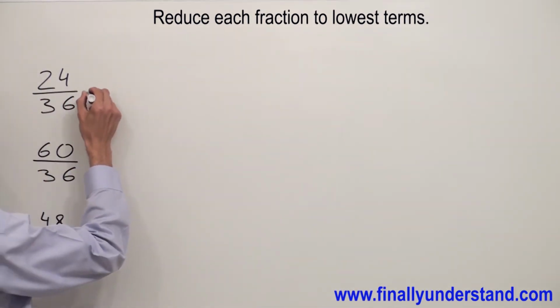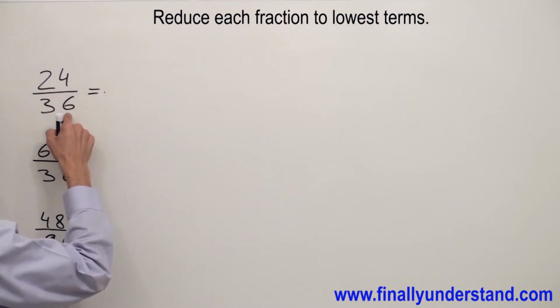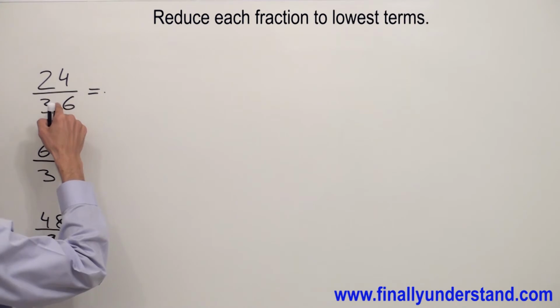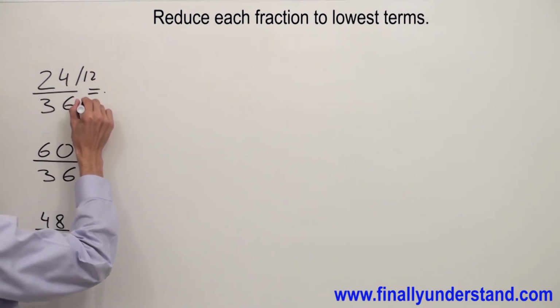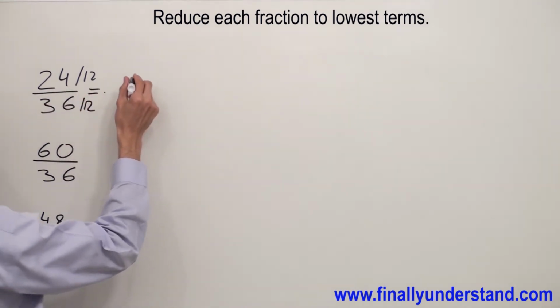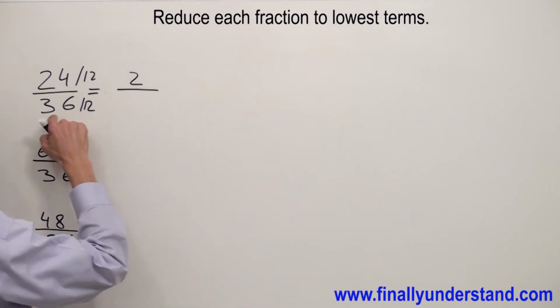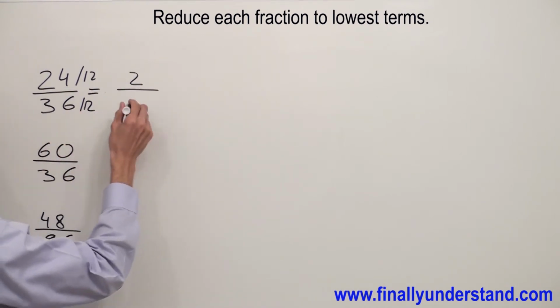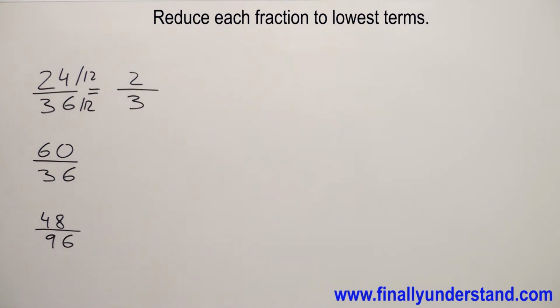I have 24 over 36. 24 and 36 are divisible by 12. 24 divided by 12 is 2. 36 divided by 12 is 3. That's why my answer is 2 over 3.